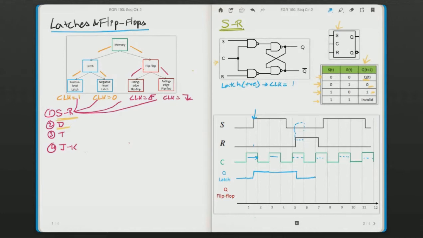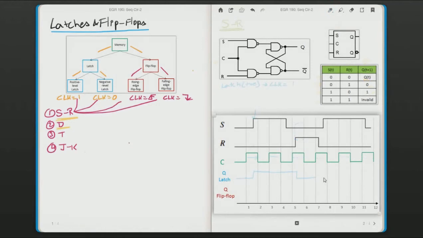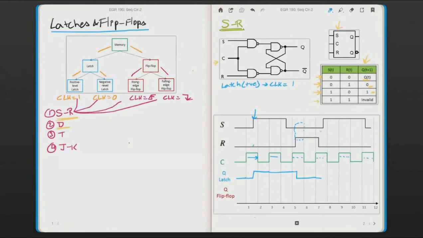Now when you come down here, again initially set is 0, reset is 1, so output is going to be 0. Later on, as you move forward, my set becomes 1, reset is 0, so my output changes to 1 and continues all the way there, and so on and so forth.